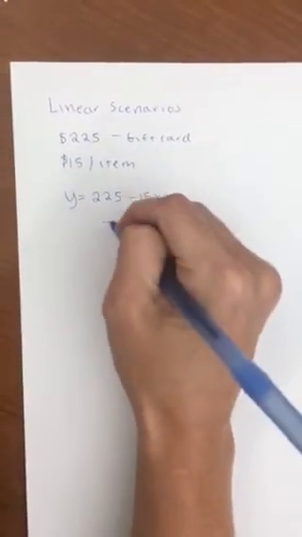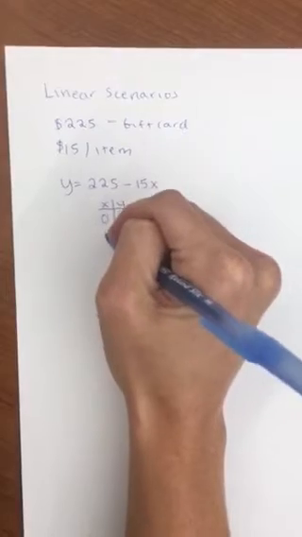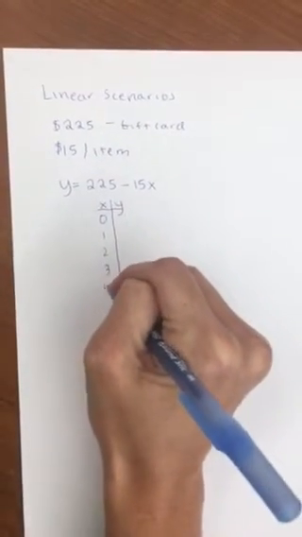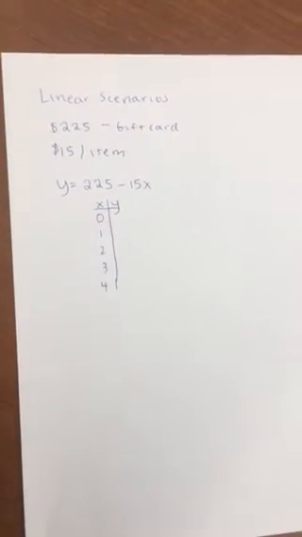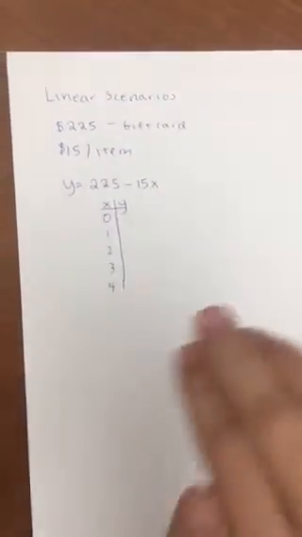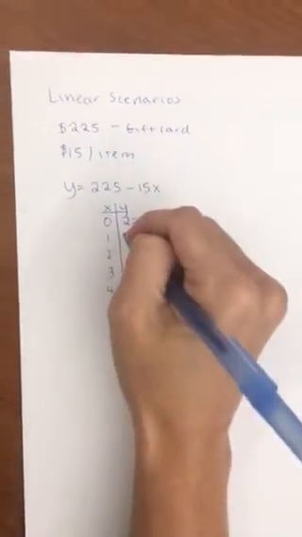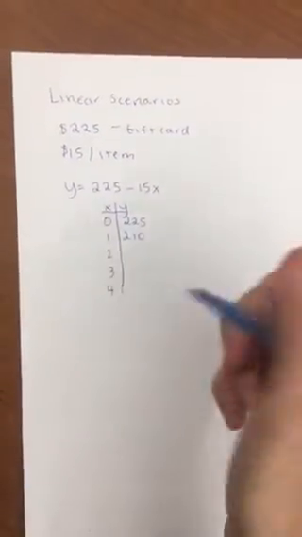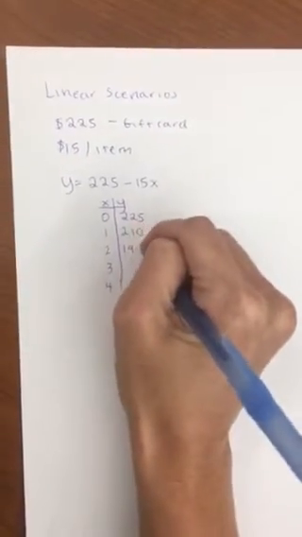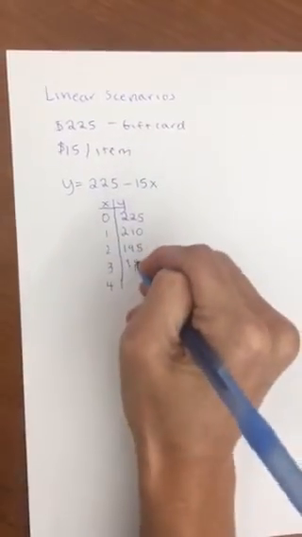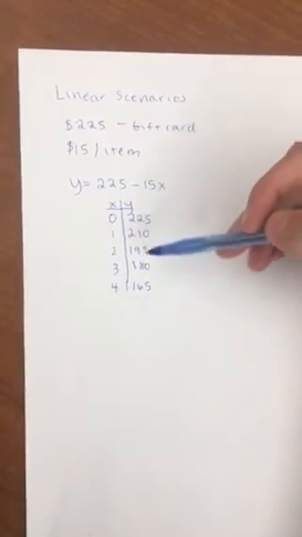Now my table. Usually you want to use about 5 points of reference. So I'm going to look at 0, 1, 2, 3, and 4 items. Now, if I go to this cool store and I don't buy anything, I'm going to have $225 on my gift card. If I buy one item, I'll have $210. If I buy 2 items, I'm going down by 15 each time, so now I'm going to have $195. Down by another 15, $180. Down by another 15, $165. All right, so equation, table.